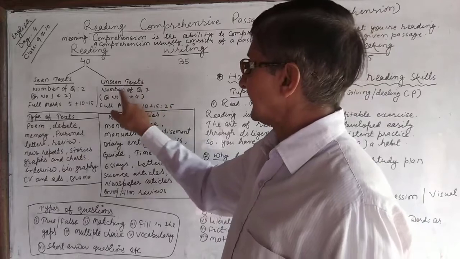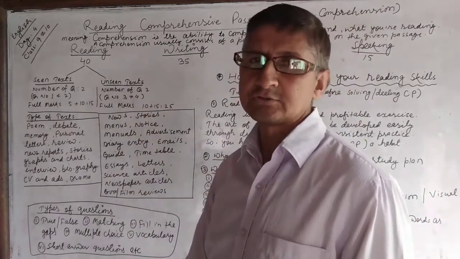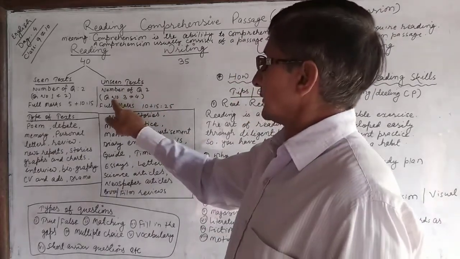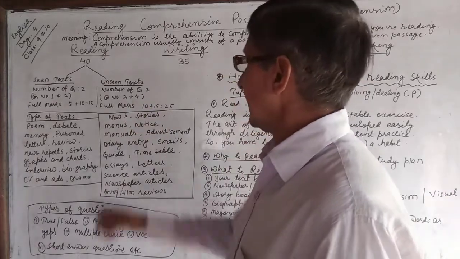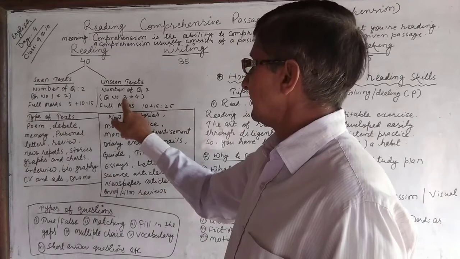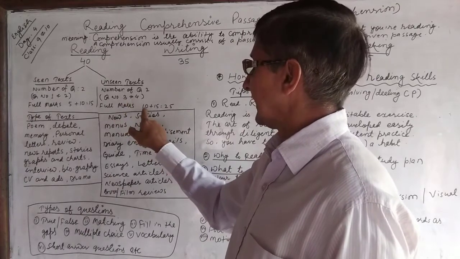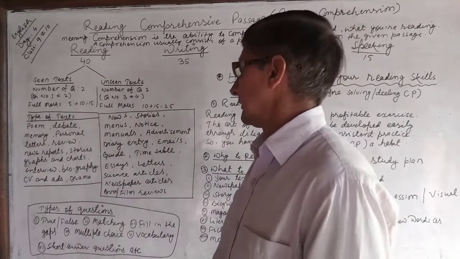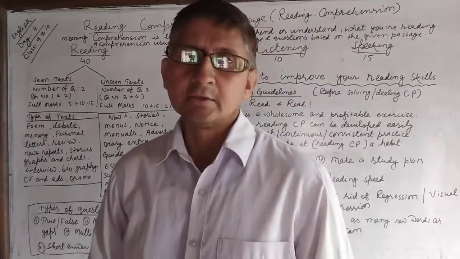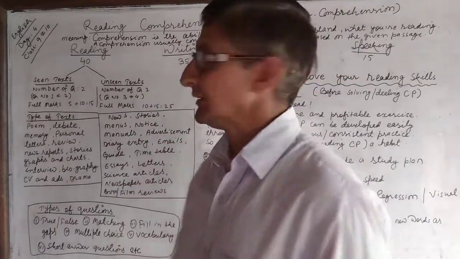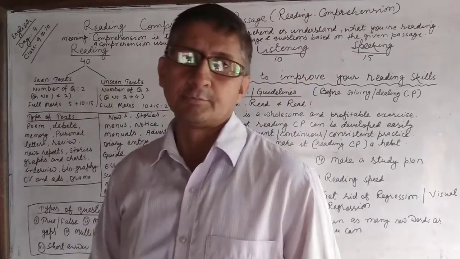Similarly, in the unseen text, the number of questions is 2. Question number 3 and 4 in your question paper, and the full marks is 25. Question number 3 is 10 marks, and question number 4 is 15 marks. In this way, the marks are allocated in the reading section of your book.